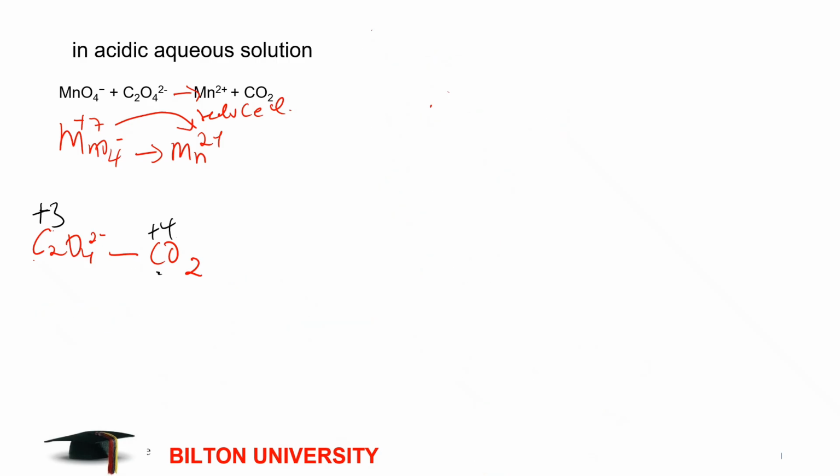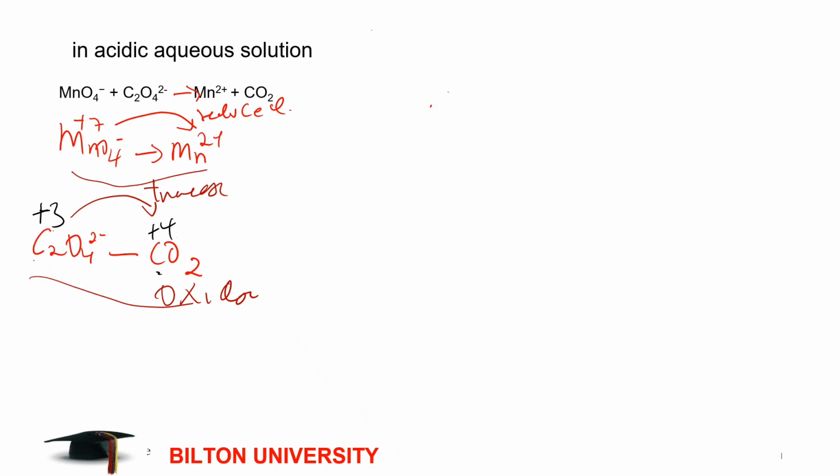So once you have calculated, we have seen that if we look at manganese, manganese has moved from +7 to +2. The oxidation state has decreased, meaning that it's being reduced, while the oxidation state of carbon has increased from +3 to +4, meaning it has been oxidized. So this one goes under oxidation, while this one goes under reduction. It has been reduced.